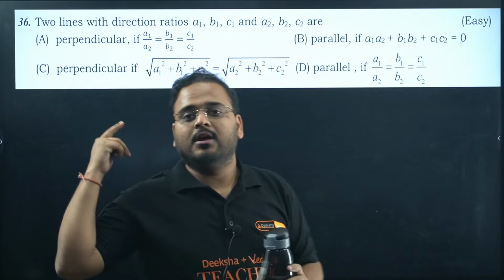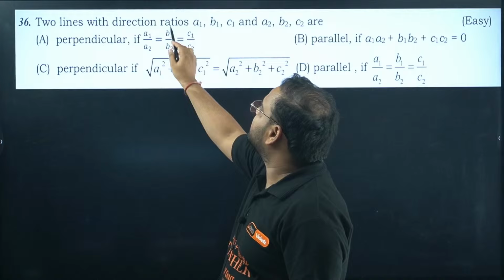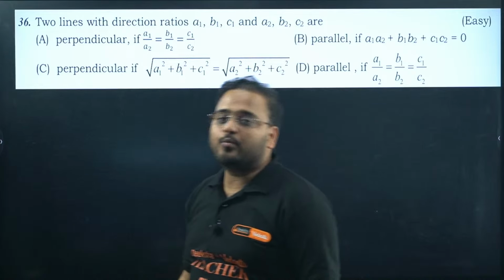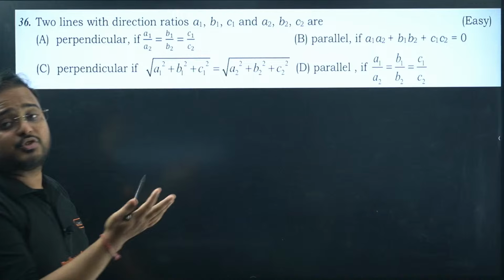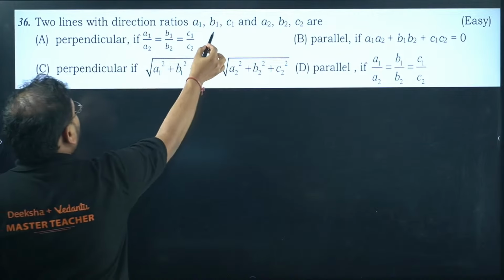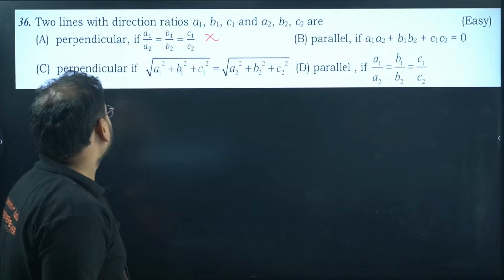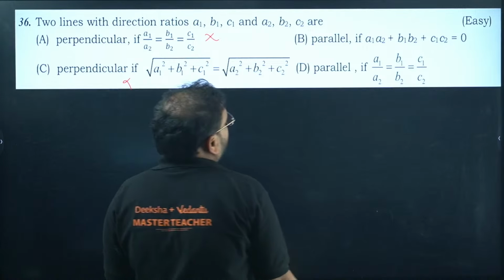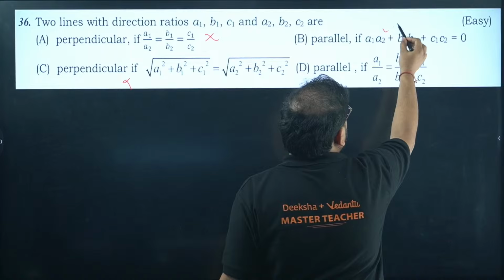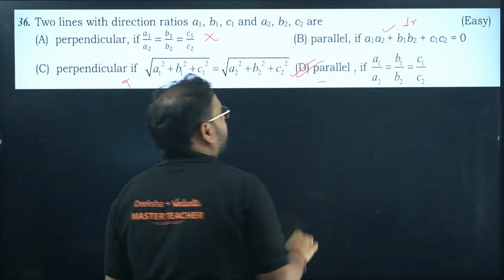Now, same question, the concept part will come over here. We have two DRs given here, direction ratios A1, B1, C1 and A2, B2, C2, the pairs are given. Now we are looking for which of the conditions is true. Check. Perpendicular, this is not true. Perpendicular means there should be the product A1 A2, B1 B2 and C1 C2. Parallel, this is the case for perpendicular actually. Parallel, this is true. Option D is correct.